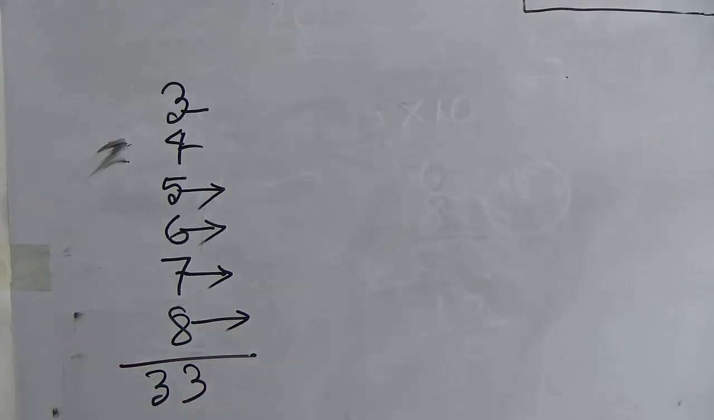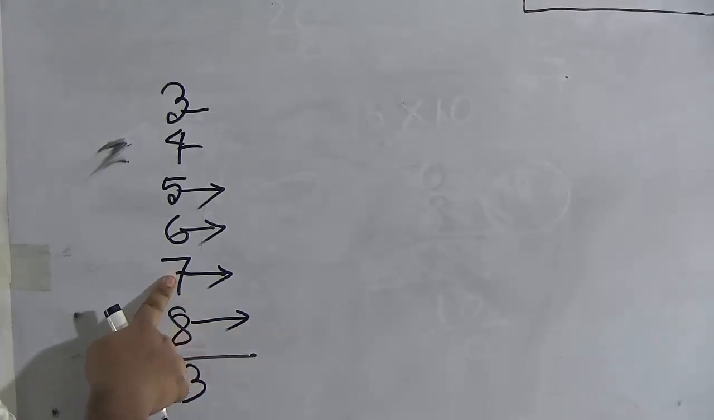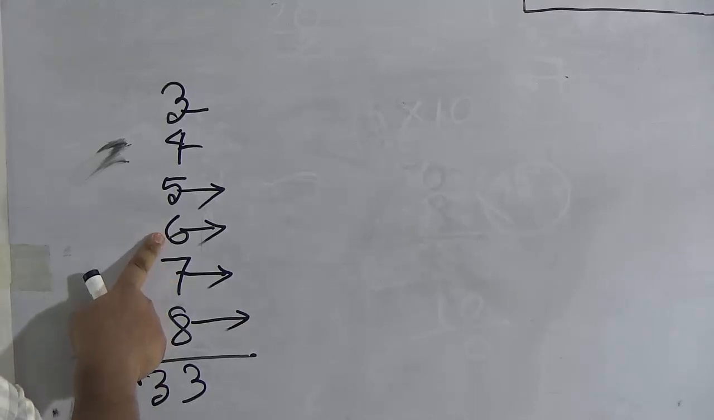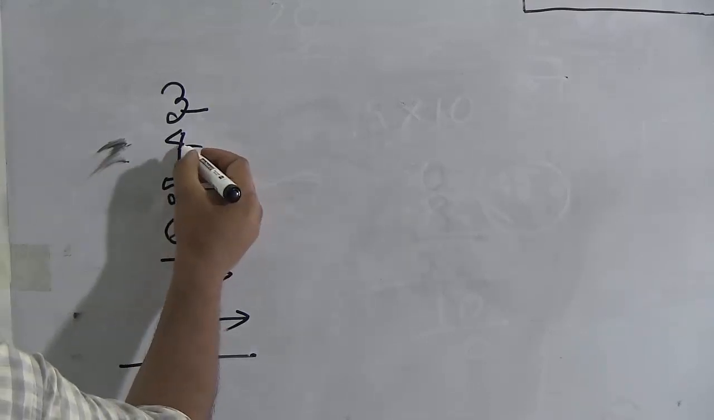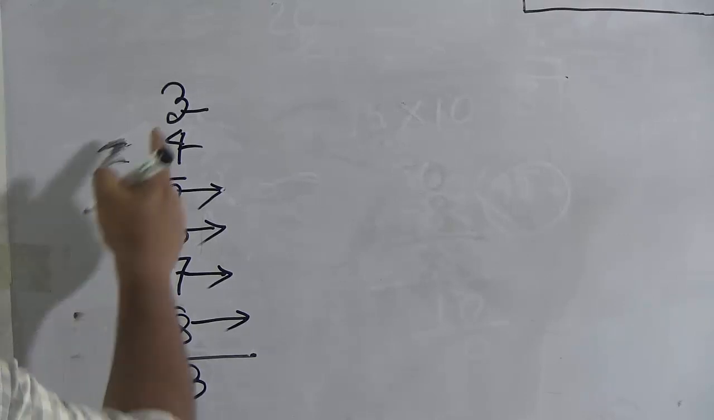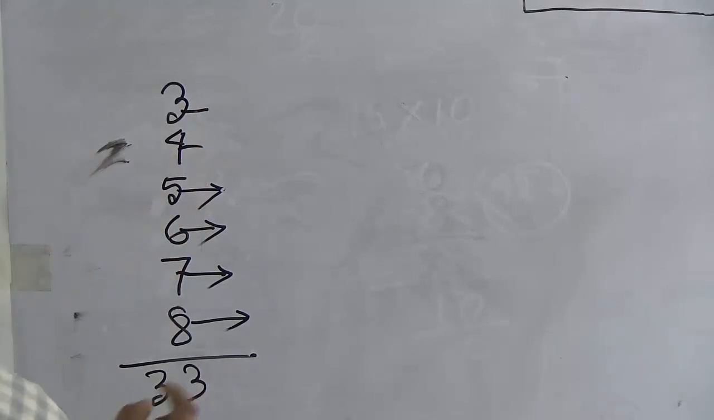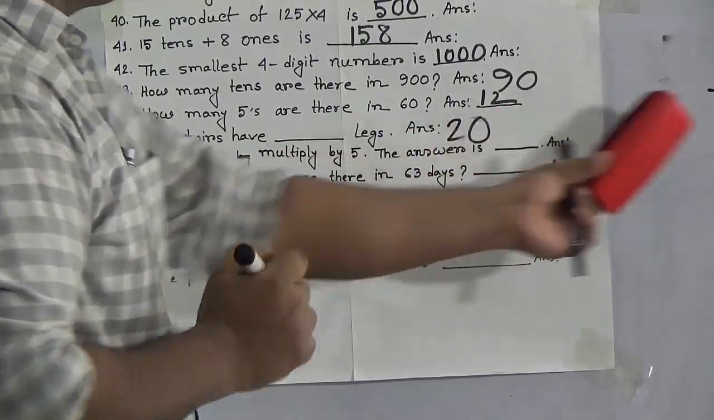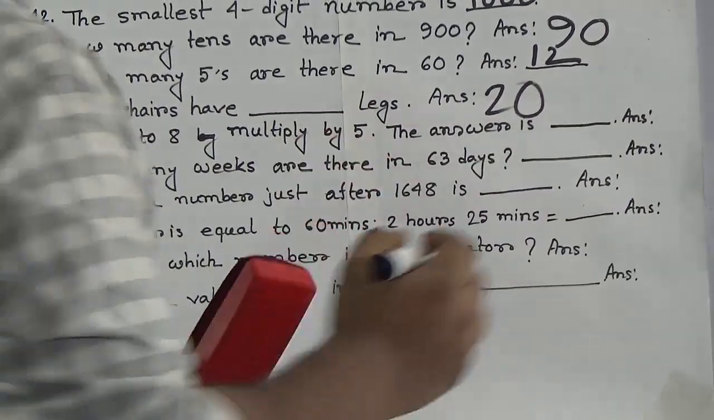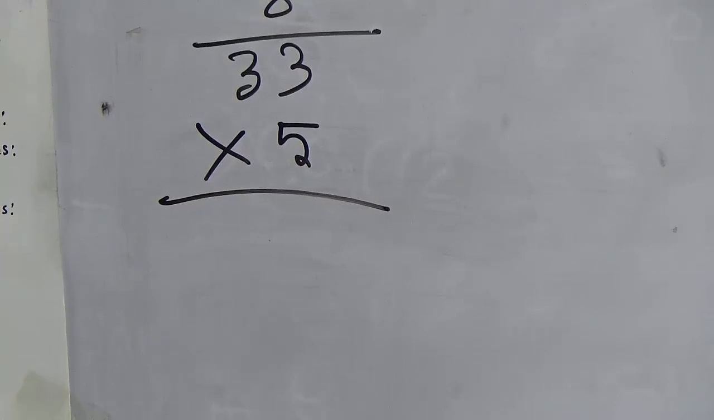Okay, we check again. 8 and 7 is 15. 15 and 6 is 21. 21 and 5 is 26. 26 and 4 is 30. 30 and 3 is 33. So we add 3 to 8, then multiply this number by 5. That means multiply this number by 5 and we get the answer.